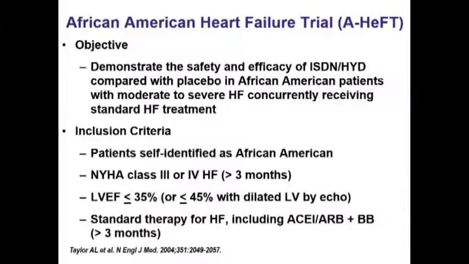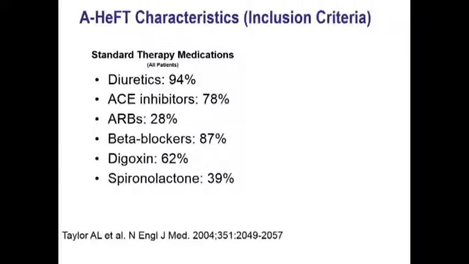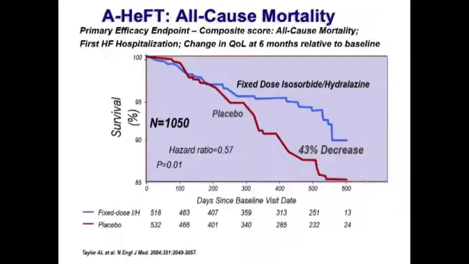Okay. This is the A-HeFT trial, studied only in self-identified African Americans with class 3 or 4 heart failure for at least 3 months. The EF was reduced. They were on standard good background therapy. And here's the background of therapy. So you're seeing an African American on a diuretic, an ACE or an ARB, a beta blocker, maybe DIG, and maybe a mineralocorticoid receptor blocker, and they're still symptomatic, class 3 heart failure. Double blindly, you up titrate 3 times a day to give isosorbide dinitrate hydralazine or placebo, and you follow them.